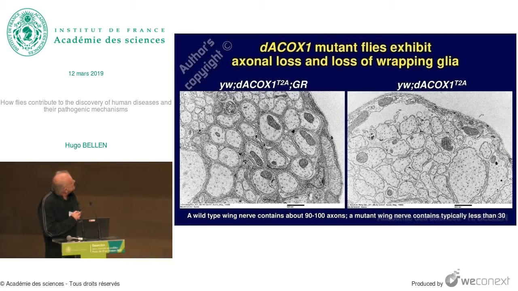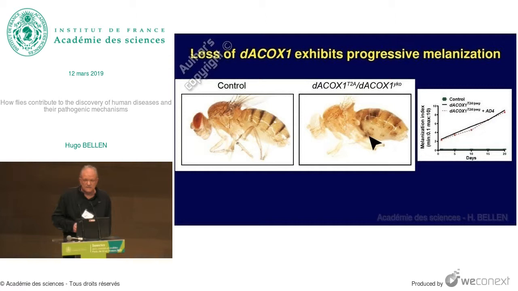But when you look in the mutant animals, there's a near complete loss of insulation, and there is an 80% loss of the axons and neurons. So there is a very severe phenotype, and that develops gradually and rapidly. Interestingly, these flies also develop these black spots. And these black spots are a marker that the immune system is defective.